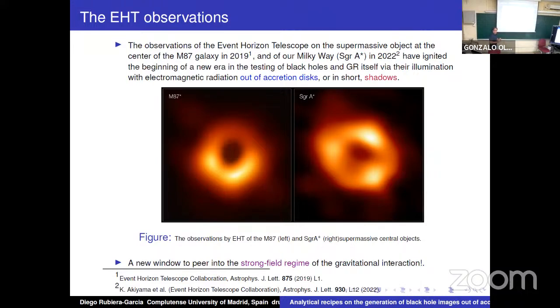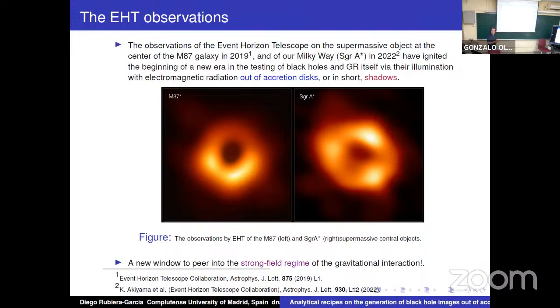Now, these two concepts are a little bit tricky, a little bit subtle, so I'm going to try to explain it in more detail. The word shadow is usually employed in a very loose way, so sometimes it's not even defined what exactly it is, but it is related to the dark central area. And the photon ring is the luminous ring that surrounds the object.